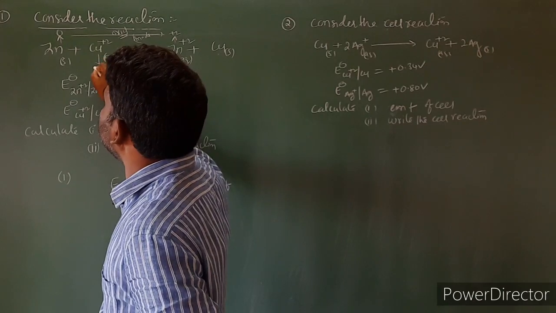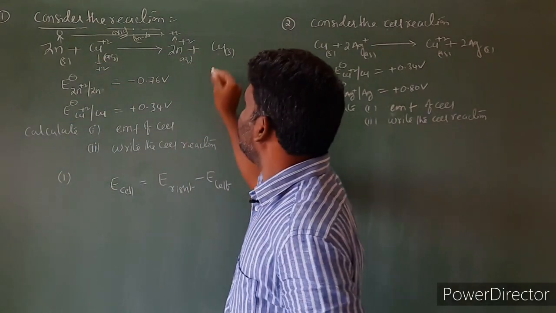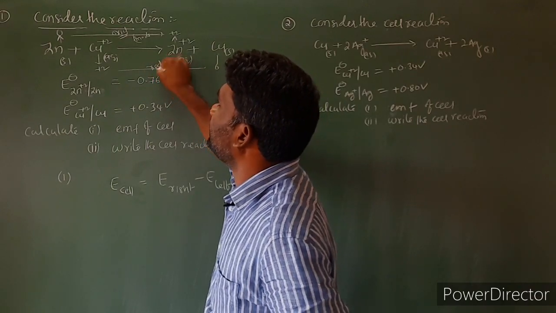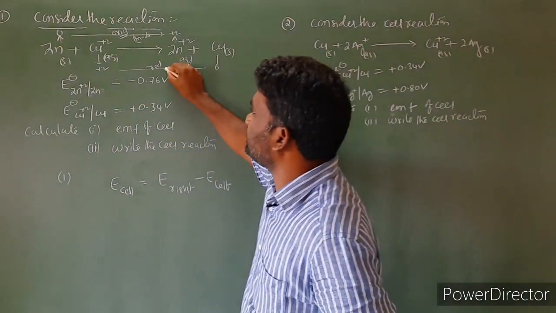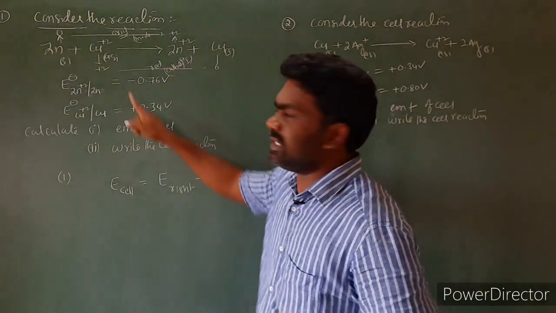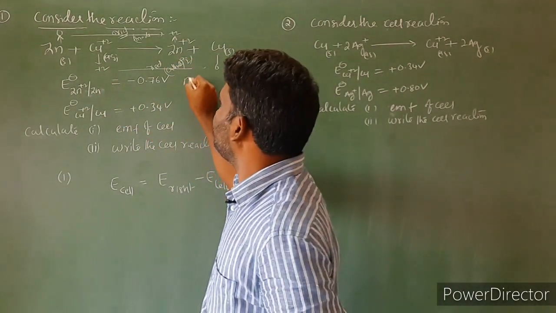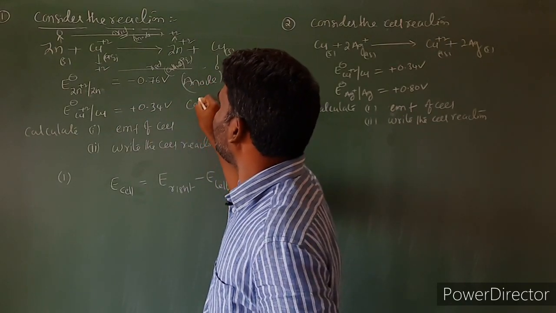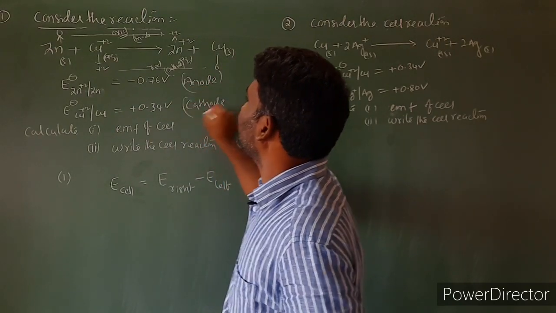Here copper is +2 oxidation number, and here copper is 0. So +2 to 0, a decrease in oxidation number, is reduction. Reduction is what we take as the cathode. So in this case, zinc is the anode and copper is the cathode. This is one method of identification.